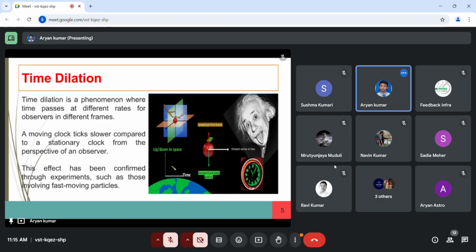Some key points are the speed of light and time measurements, and the twin paradox. Some examples are the twin paradox and GPS and time dilation. One twin travels at high speed relative to the other twin, resulting in time dilation. When the traveling twin returns, they would have aged less than the stationary twin. And GPS and time dilation.